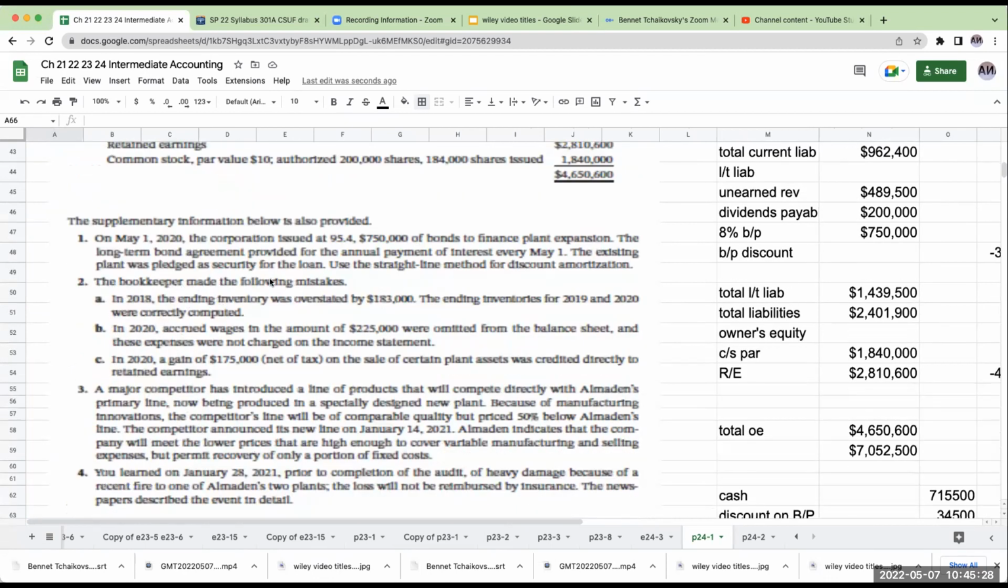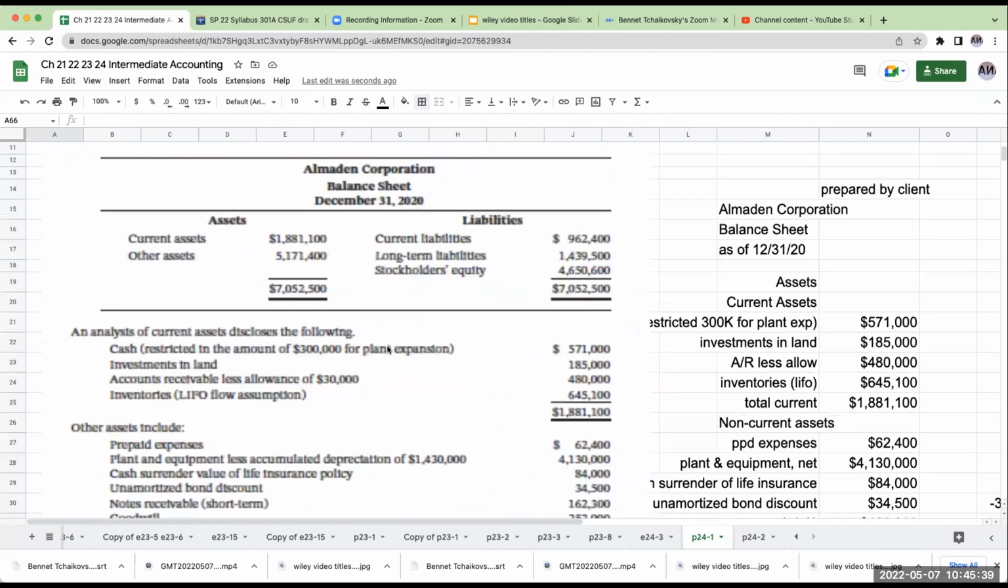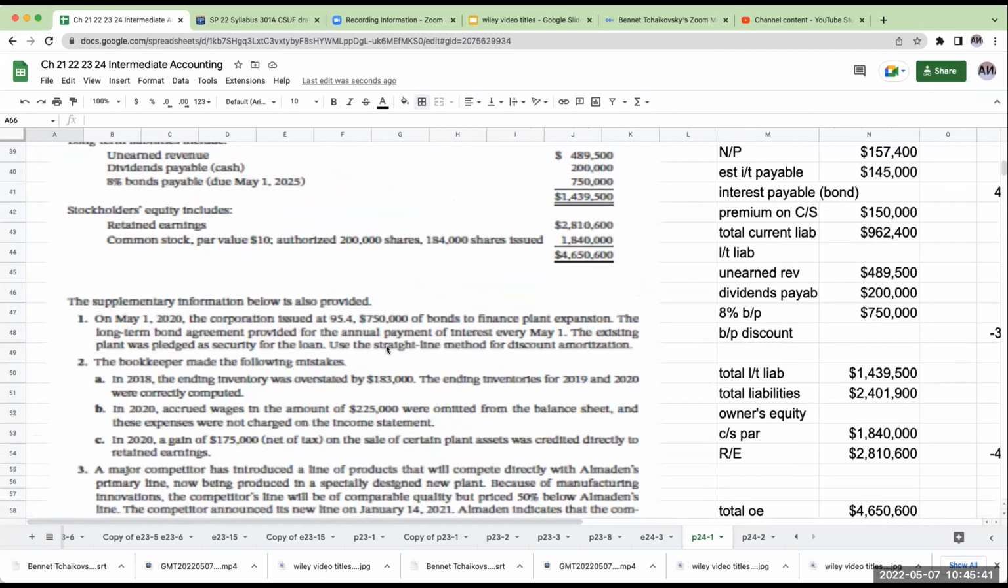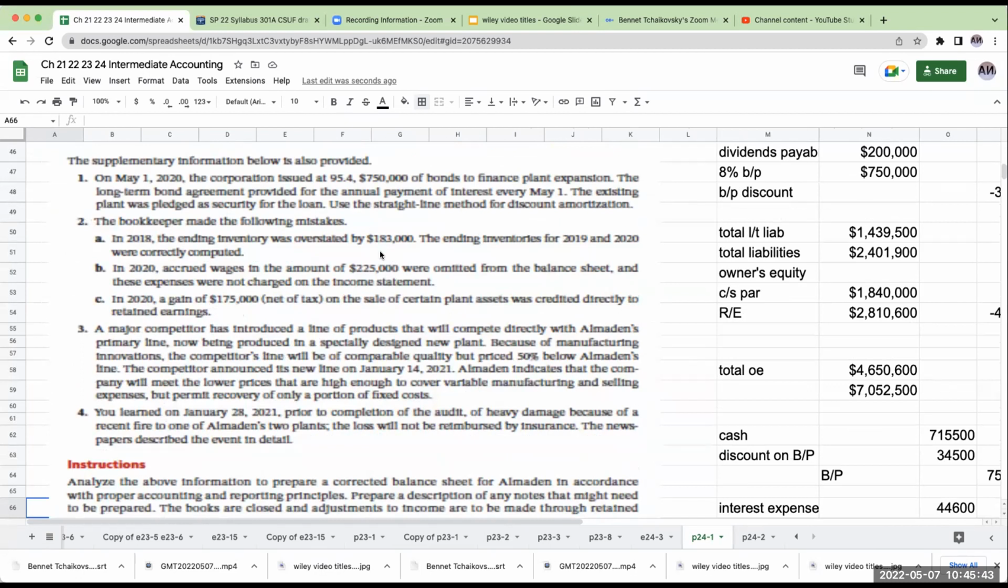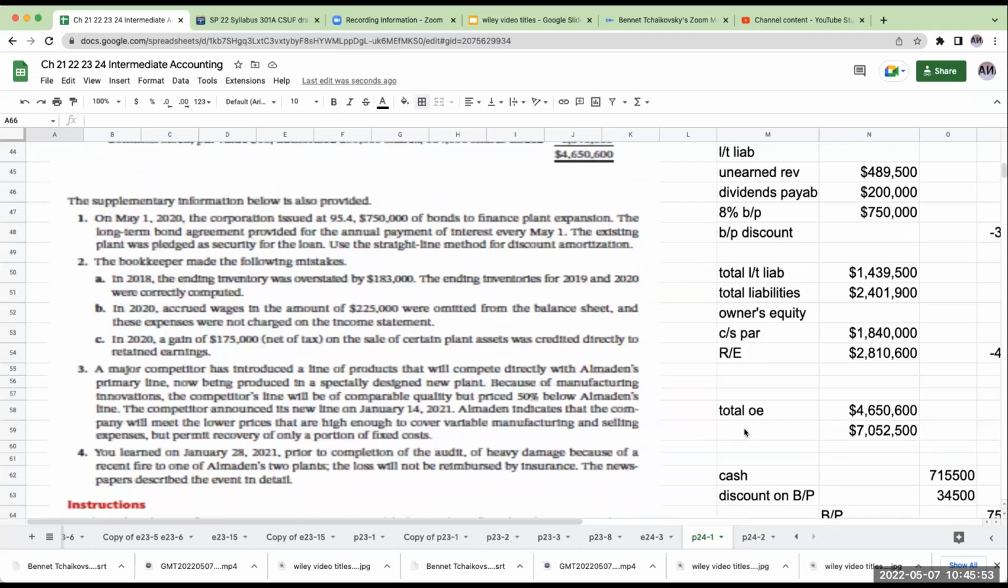Okay, the bookkeeper made the following mistakes. In 2018, ending inventory was overstated by 183. The ending inventories for 2019 and 2020 were correctly computed. So as long as I'm not presenting 2018 information, I'm going to leave this alone, and that's what your book does. In 2020, accrued wages in the amount of $225 were omitted from the balance sheet, and these expenses were not charged on the income statement.